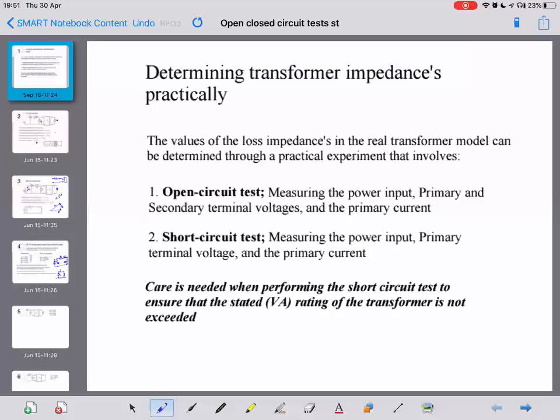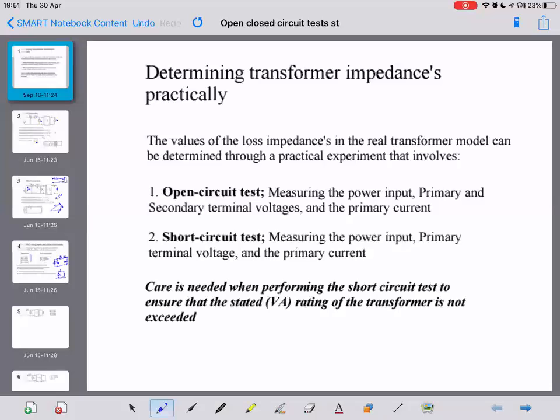Right. So what we're going to look at now is determining the transformer's impedance practically. We can do this by carrying out two tests, an open circuit test and a short circuit test. First of all, we open circuit the secondary and apply the normal primary voltage, AC. We measure the power input for the primary, the primary and secondary terminal voltages, and the primary current. And we record those readings.